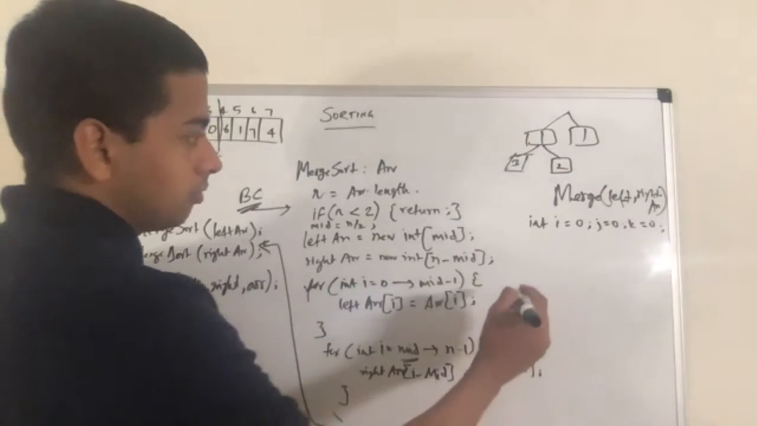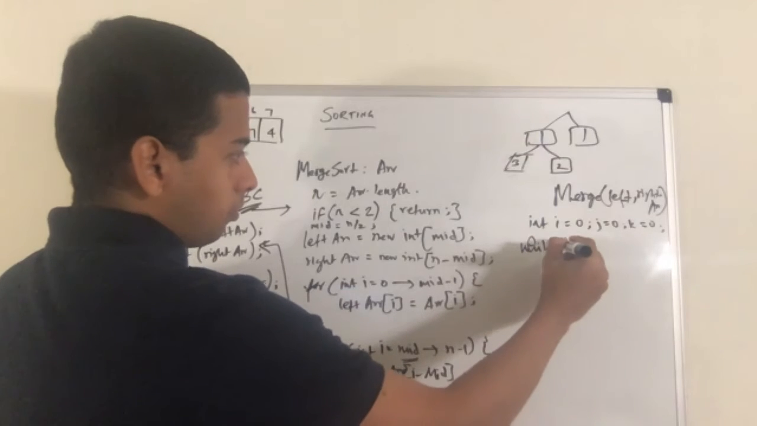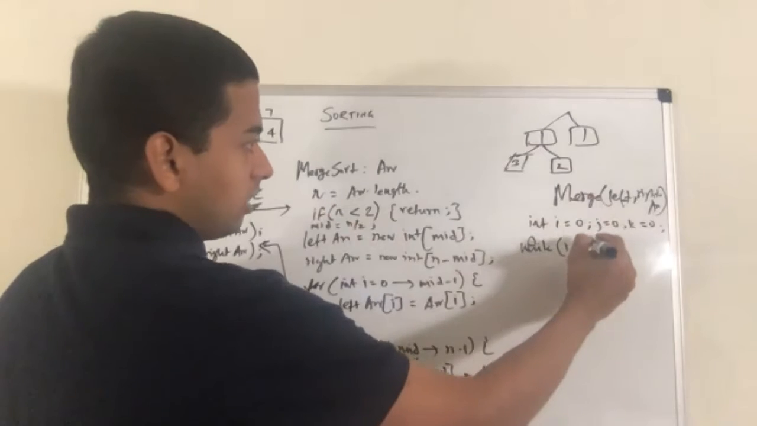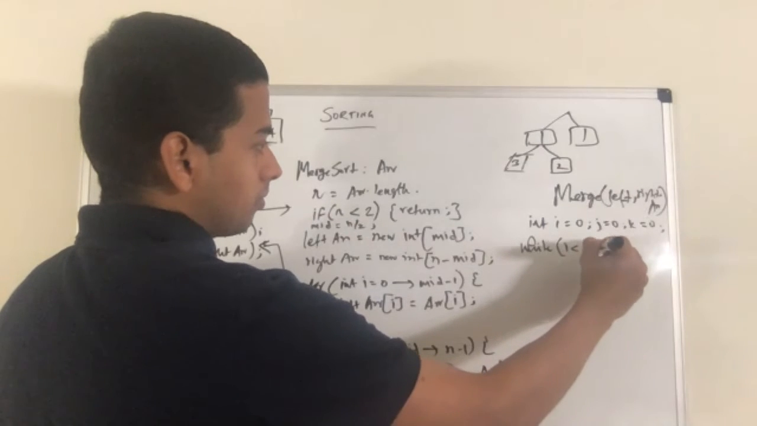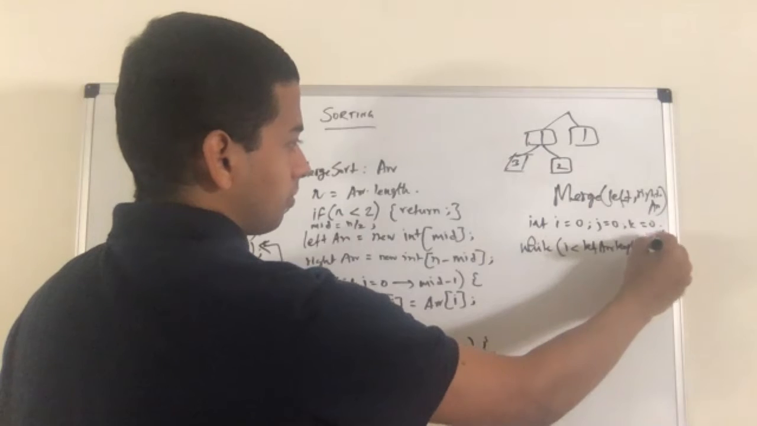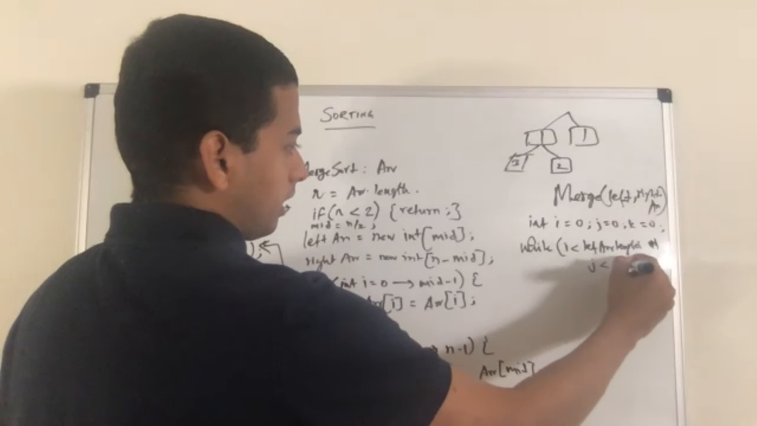Okay, so how will we insert? While i is less than left array length and j less than right array length.